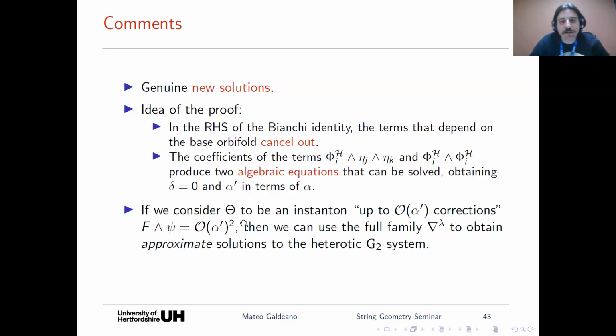Something that I wanted to mention, as I was saying earlier, is that in the literature it's sometimes a bit confusing. What is the heterotic G2 system even? I just want to say that if you are a bit more relaxed and you say, okay, the connection I want to choose doesn't need to be exactly a G2 instanton, I allow it to be a G2 instanton up to order alpha prime squared.